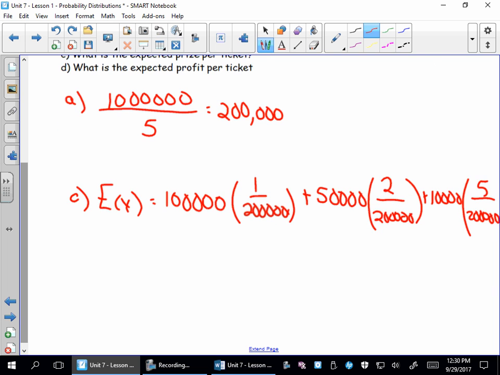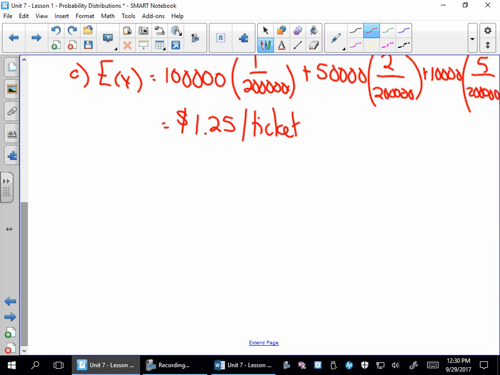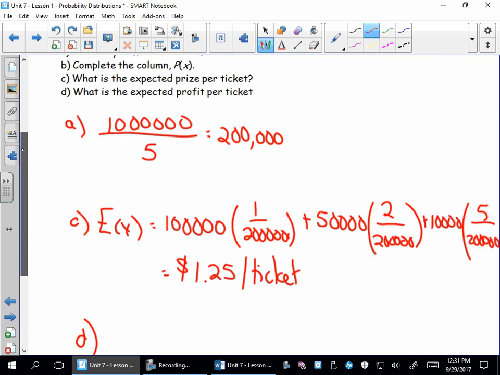So if we do our math here, type in our calculator, you can use your ABC button if you want to. You should come out with $1.25 per ticket. So theoretically, just by buying a ticket, I should expect to win $1.25. Can you win $1.25? No, that's not one of the winning prizes, but theoretically you should expect that. In other words, that's how much this company has to give out on average per ticket, which allows me now to think about part D.